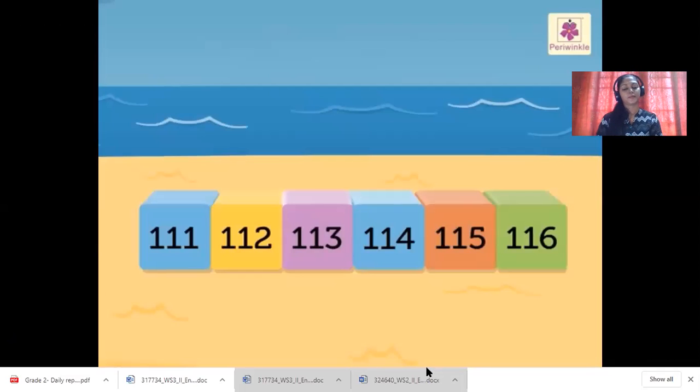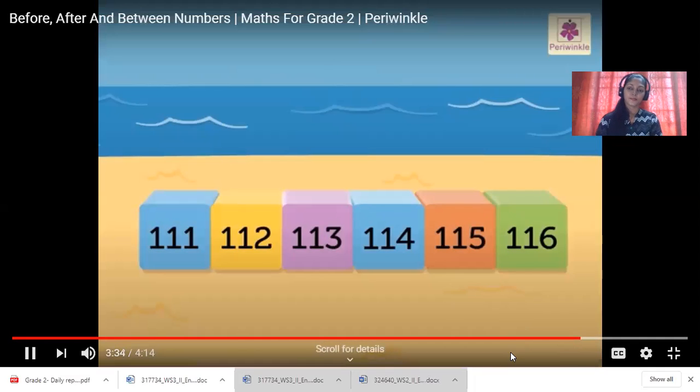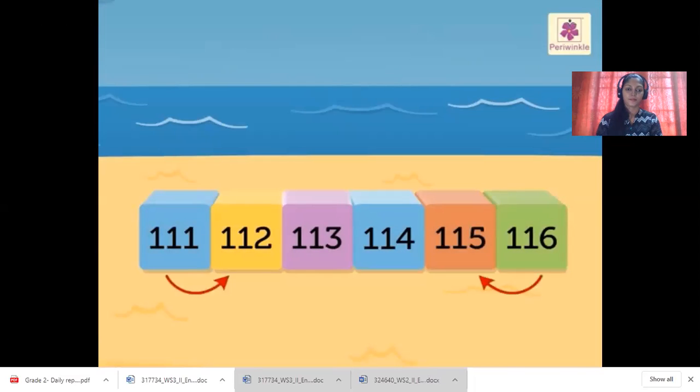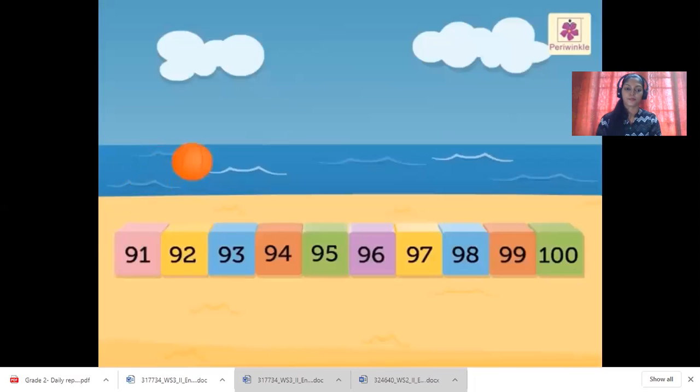You can see numbers 111 and 116 on the blocks. Which numbers are in between them? Yes, 112, 113, 114 and 115. Wasn't it fun revising after, before and between numbers?